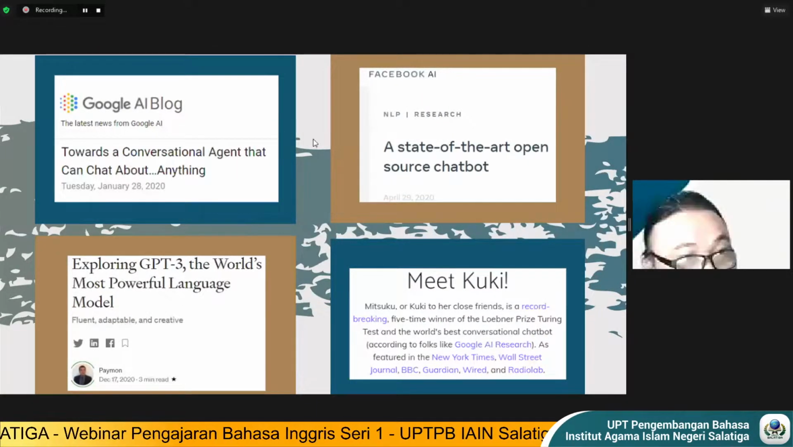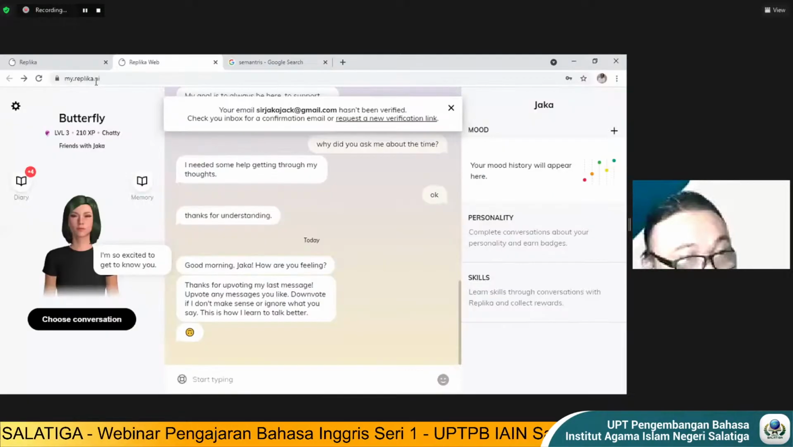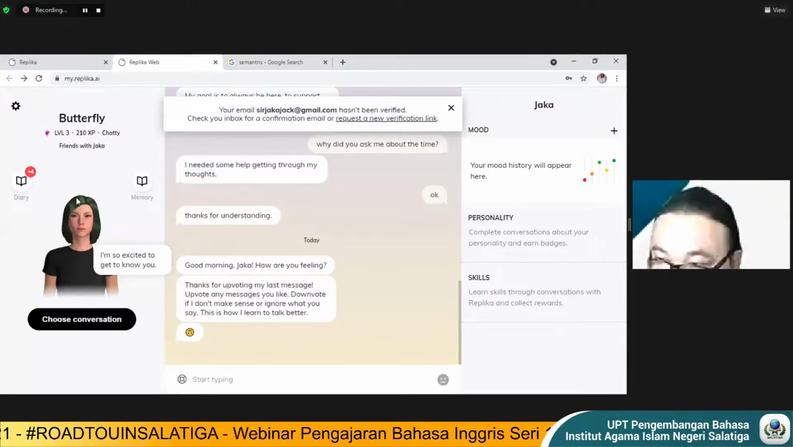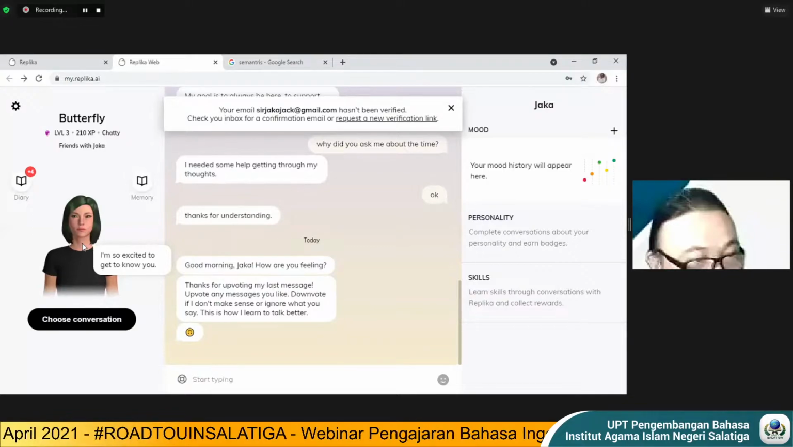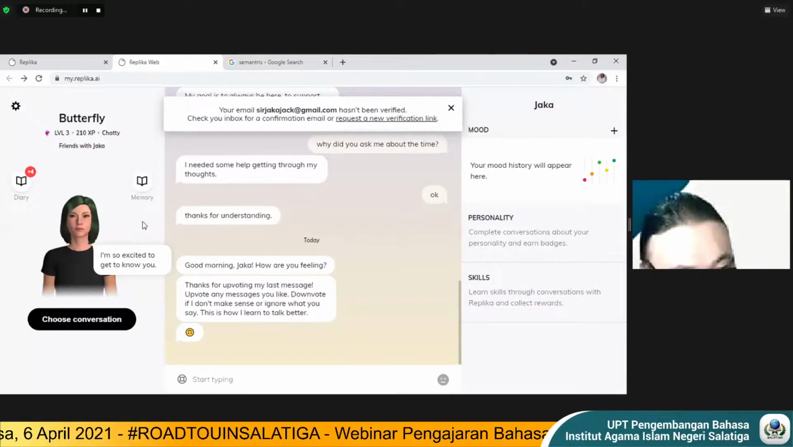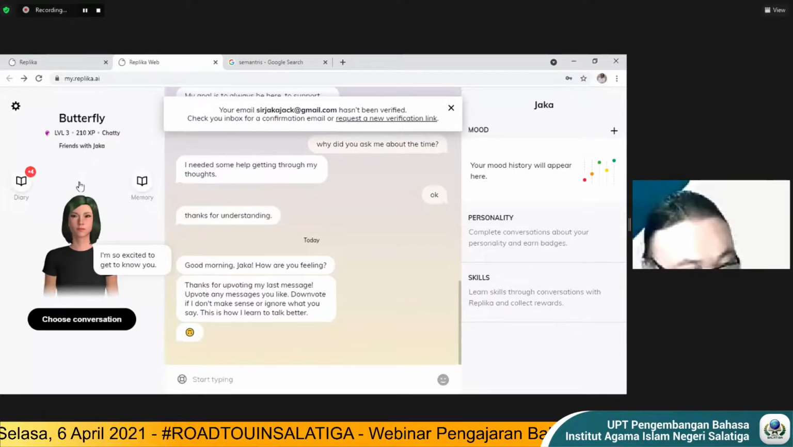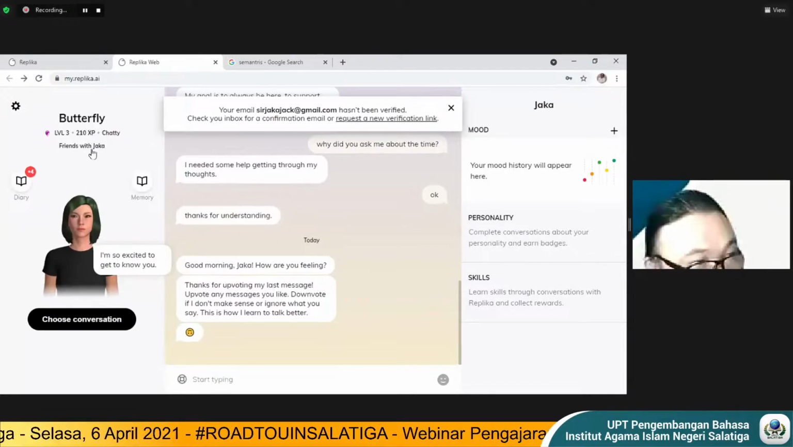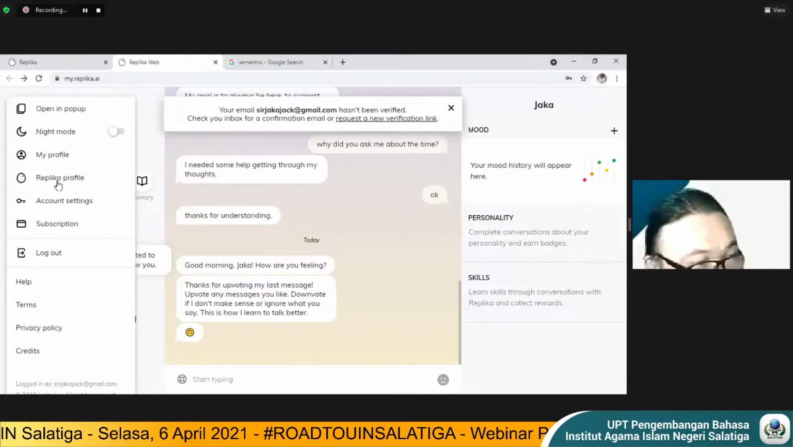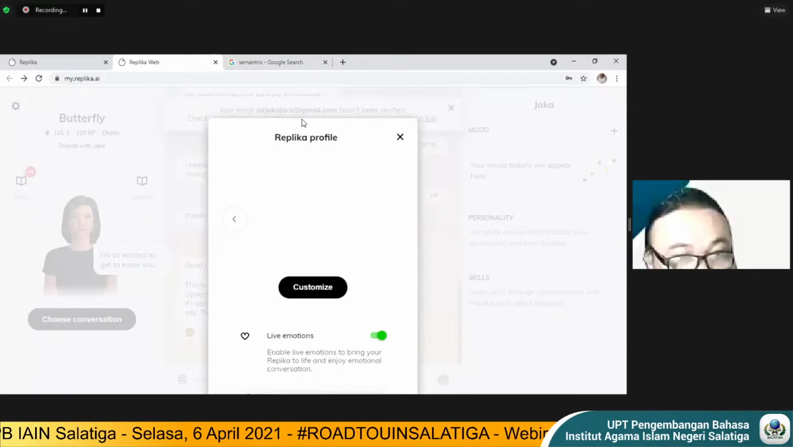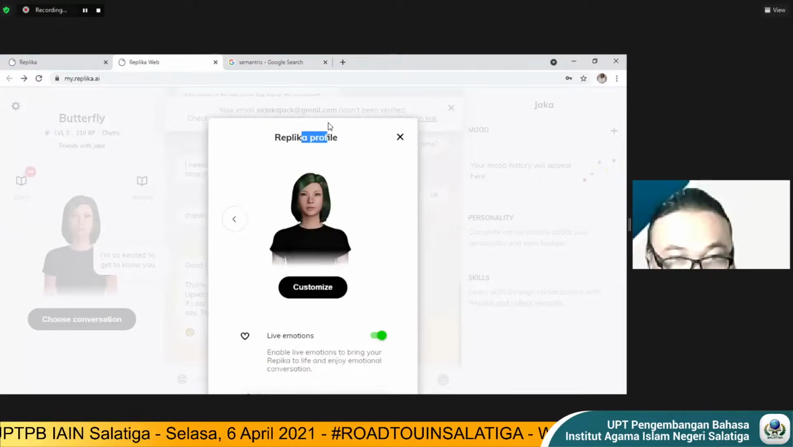This is Replika. You can go here, Replika with K, not C. So you create a replica of you, let's say, a chatbot yourself. You can choose the physical appearance, and for example, I name her Butterfly here. You can see the Replika profile.